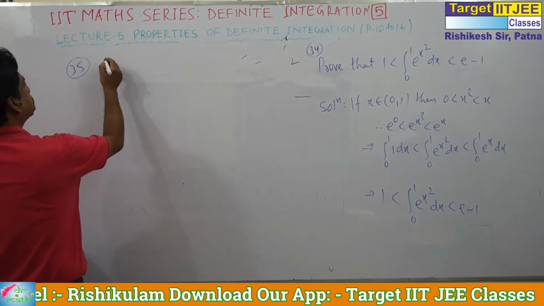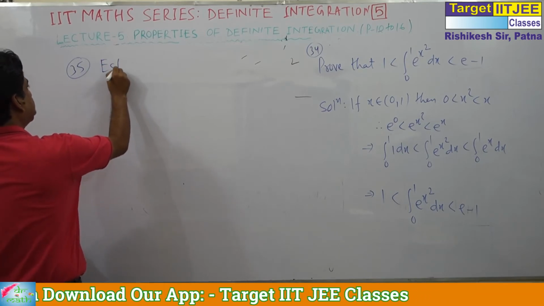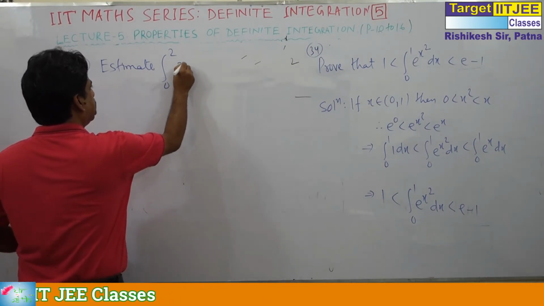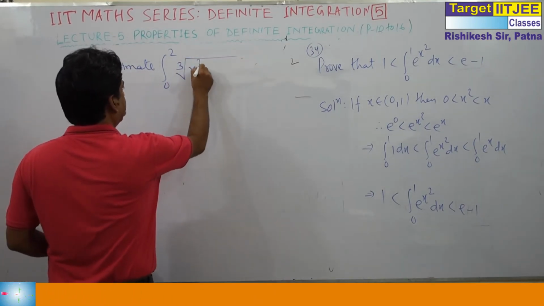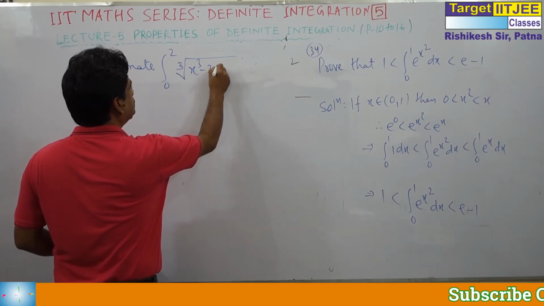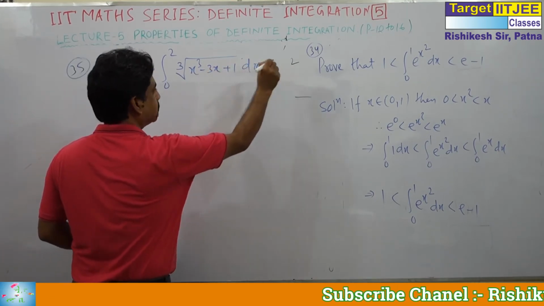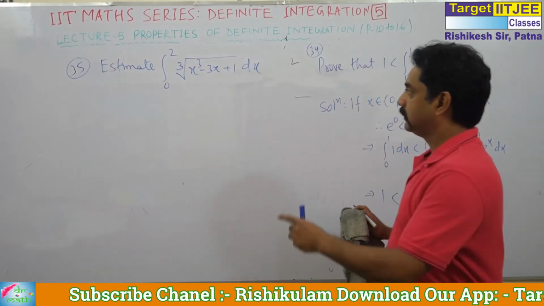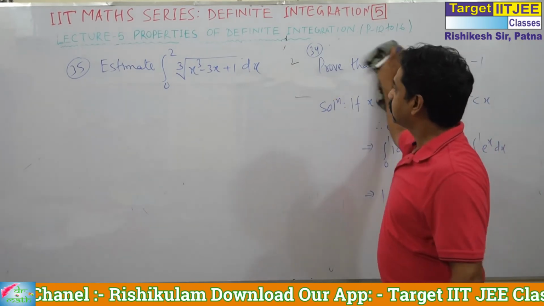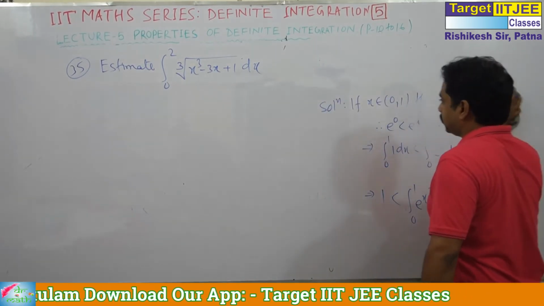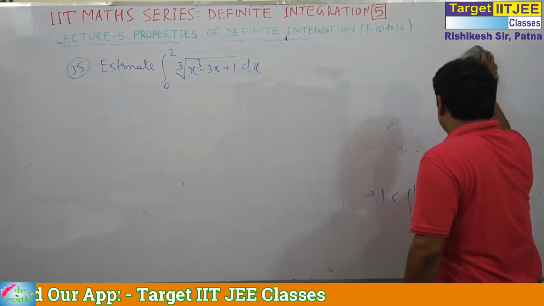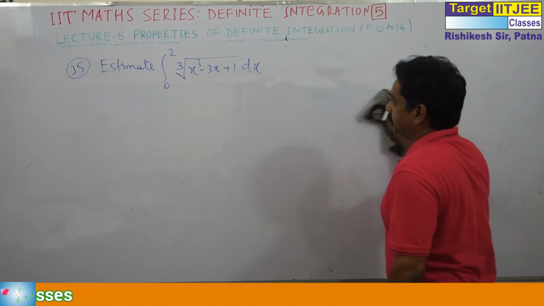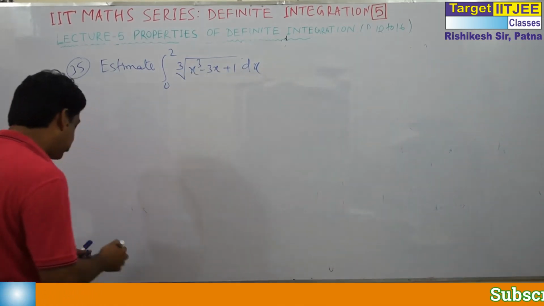Question number 35, you can say estimate the integral from 0 to 2 of the cube root of x cube minus 3x plus 1. See, this function is not integrable, this very function is not integrable. But where its value lies in the interval 0 to 2, that we have to find in this question. So how will we estimate it?